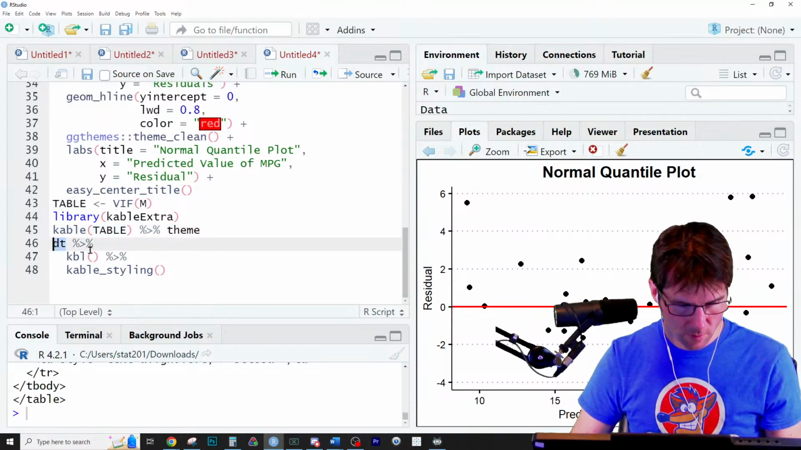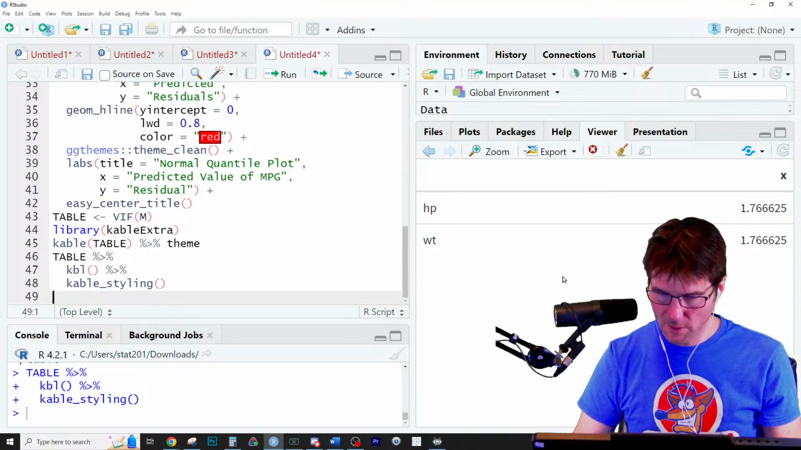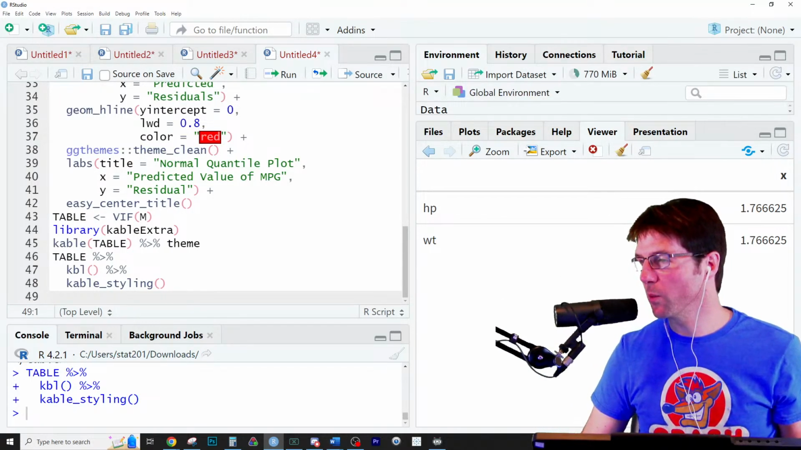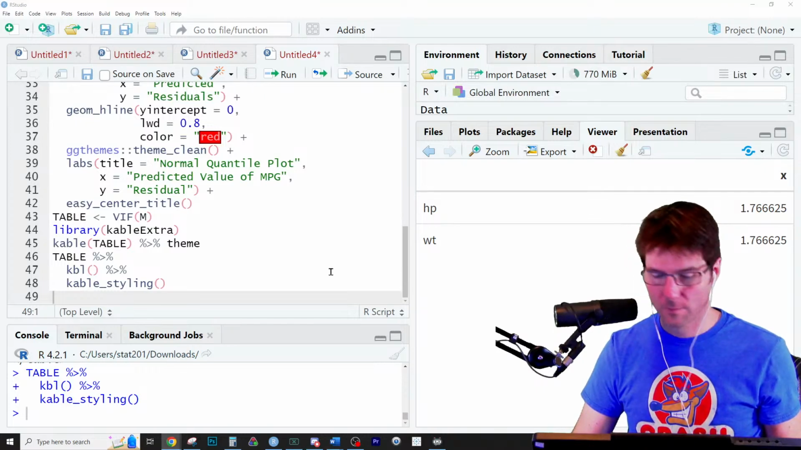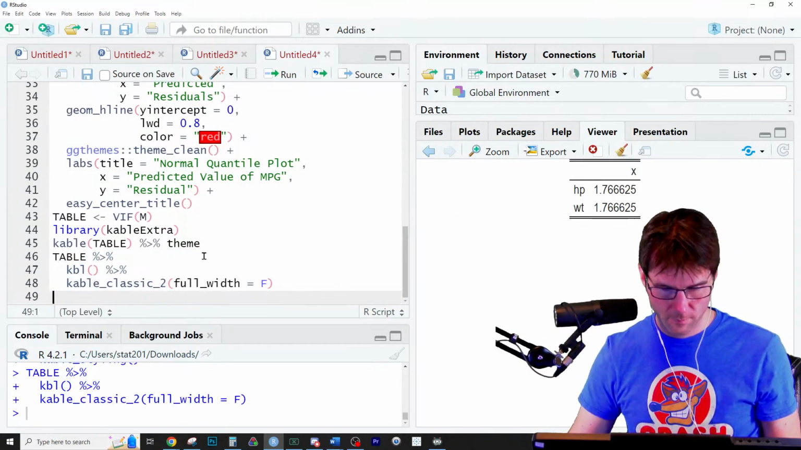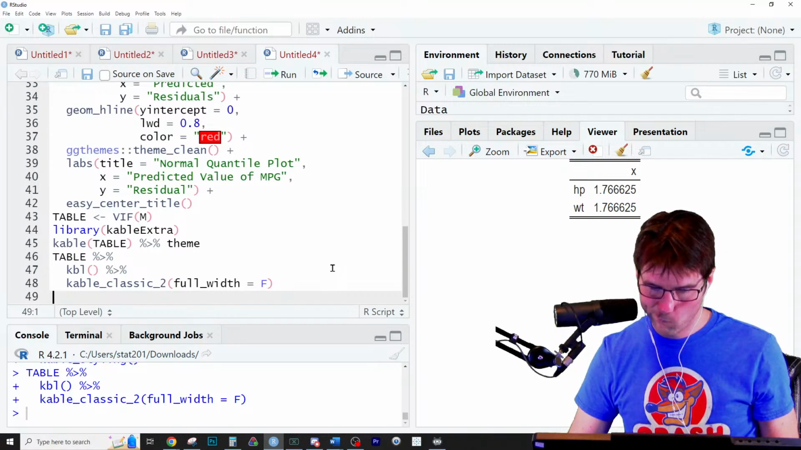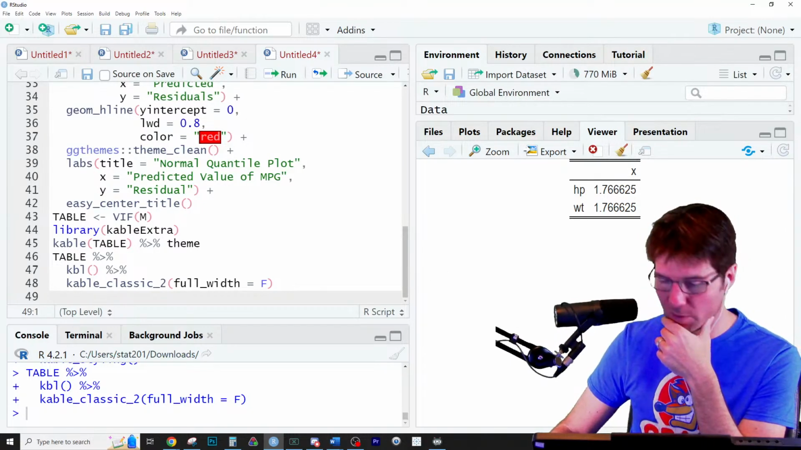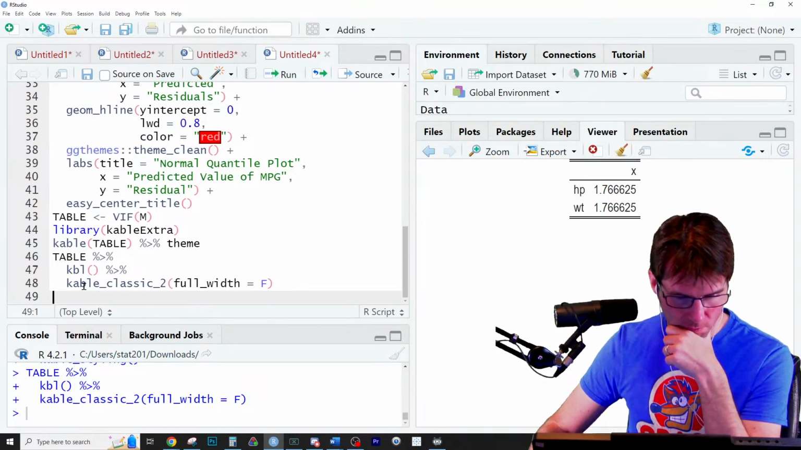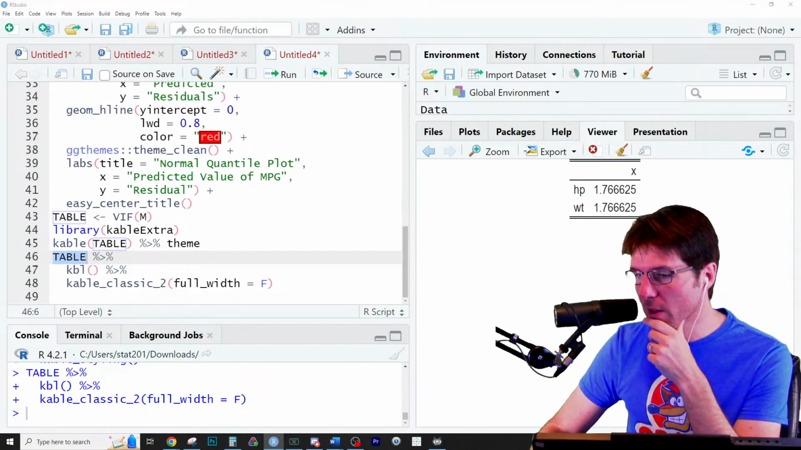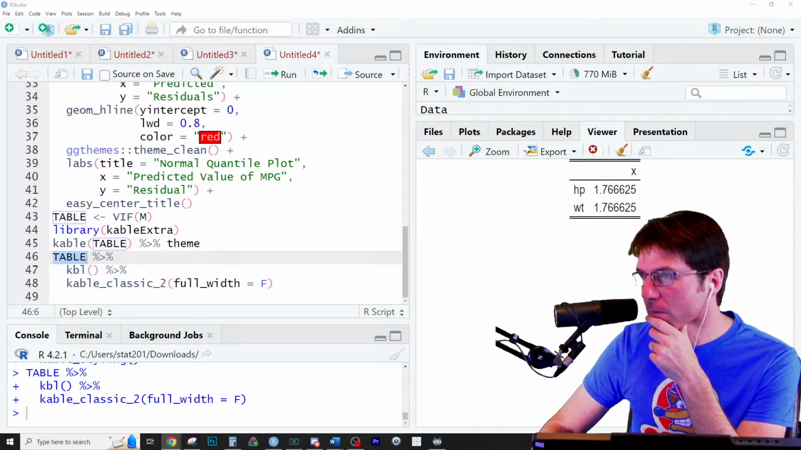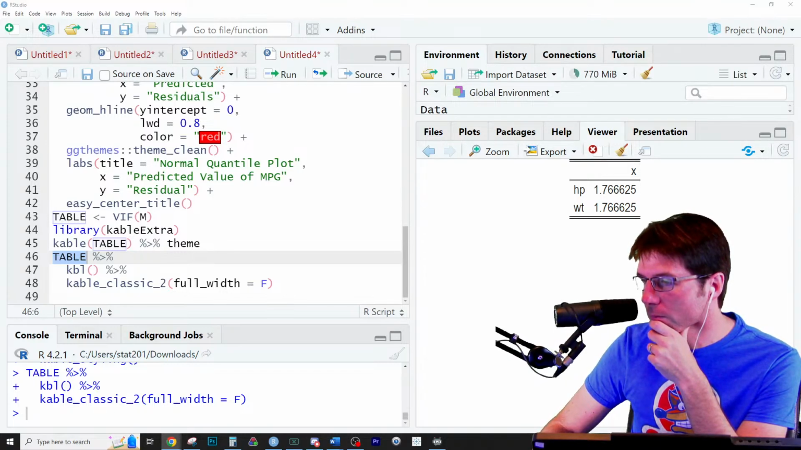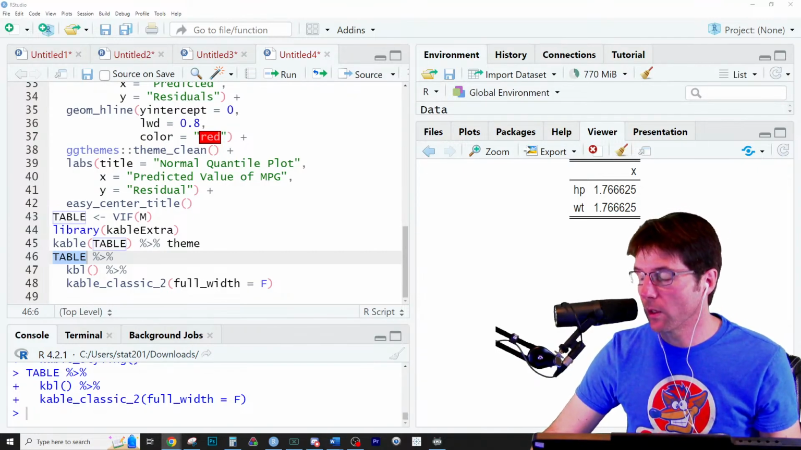So just need our table. There it is. Not so pretty yet, though. Not good with the X on the top. It's not what we want. We want variance inflation for it. So we should be able to change the column names. Oh, column and row specification.